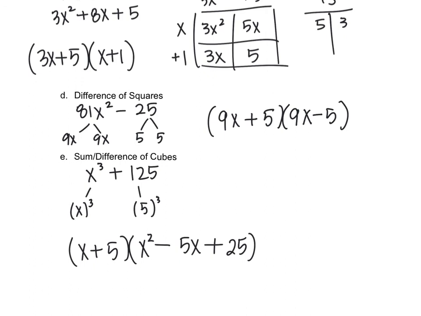So if, for example, we'd had x cubed minus 125, the only difference, it would have been x minus 5 and then x squared plus 5x plus 25. So the only difference is the operation inside the first set of parentheses and that first operation in the second set of parentheses. Other than that, the method that we write it in factored form is the same for both.